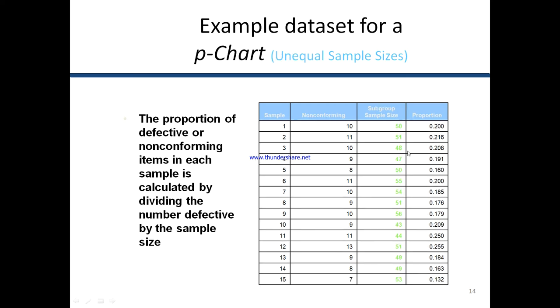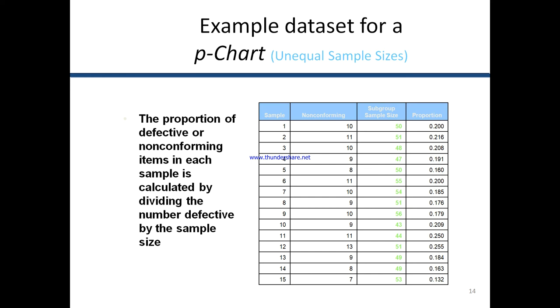But let's say you have different sample sizes. Now look at the sample size column. Here you have different sample sizes, right? For an example, for the first sample, you have 50 observations, for the third sample, 48, for the fifth sample, again 50, seventh sample, 54. So you have different sample sizes.